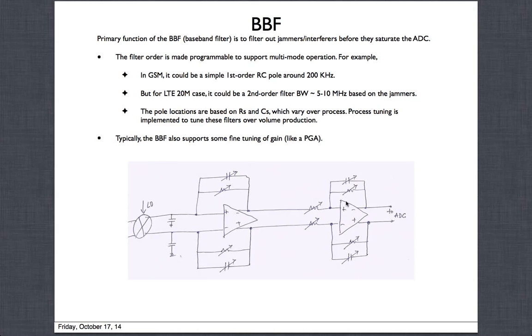Power is important. You can do all this, but it increases the power consumption in this block.